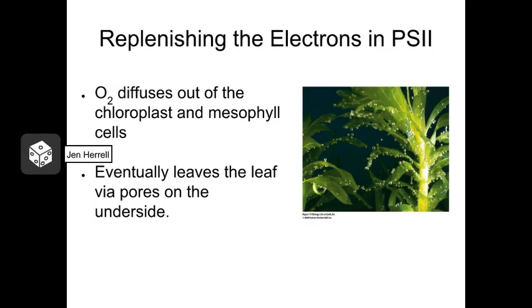The O2 gas that's produced during photosynthesis will build up as the plant photosynthesizes, and eventually it will diffuse out of the bottom of the leaf through those little holes we saw called the stomata. Here you can see an Elodea plant. Because Elodea plants are aquatic, this is underwater, and you can actually see the little bubbles of oxygen diffusing out of the leaves.